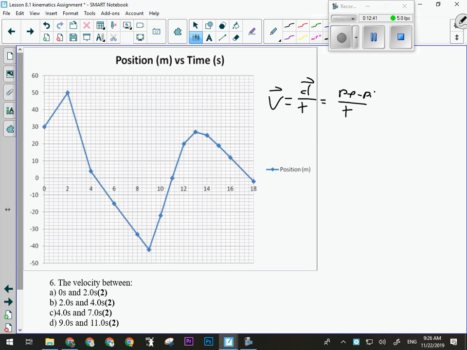Between 2 and 4 seconds, we go negative 46 meters, and that takes another 2 seconds, so 46 over 2 is negative 23 meters per second. Between 4 and 7 seconds, this is one we haven't had yet, and the 7 seconds is kind of a tough one because it's right in the middle of 2 grid lines. But we're looking at negative 24 as the position there, and we started at 4, so we're looking at negative 28 meters, and that takes 3 seconds, so whatever 28 over 3 is.